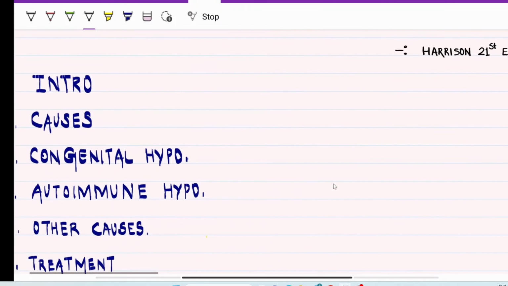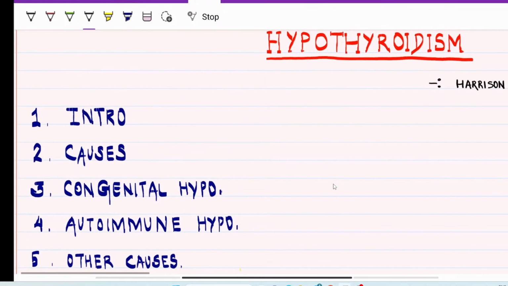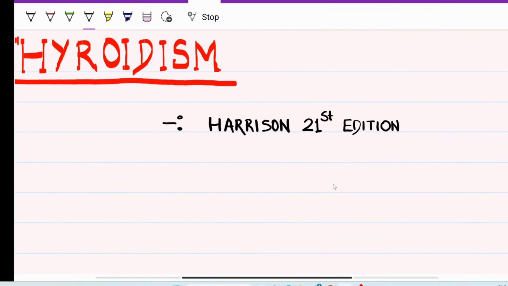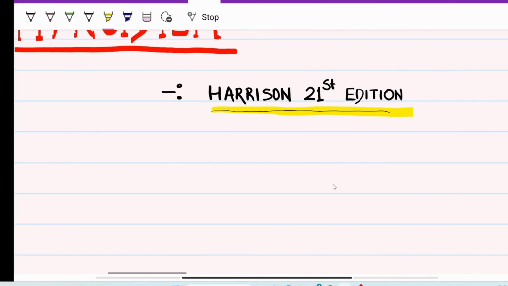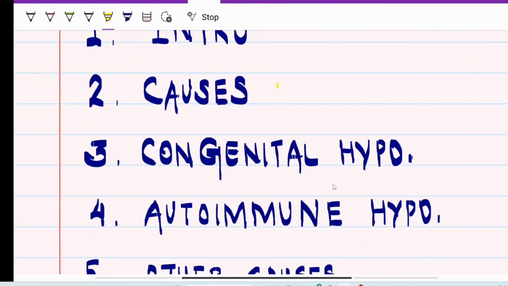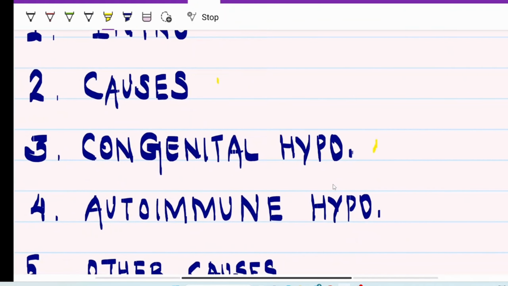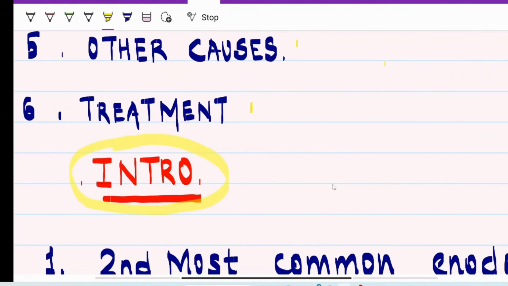Hello everyone. We'll start with a lecture on hypothyroidism. We are dealing with a Harrison-based topic from the 21st edition of Harrison's. Here we will cover the introduction, the causes of hypothyroidism, then congenital hypothyroidism, autoimmune hypothyroidism, any other causes, and treatment. First, we'll start with the introduction.